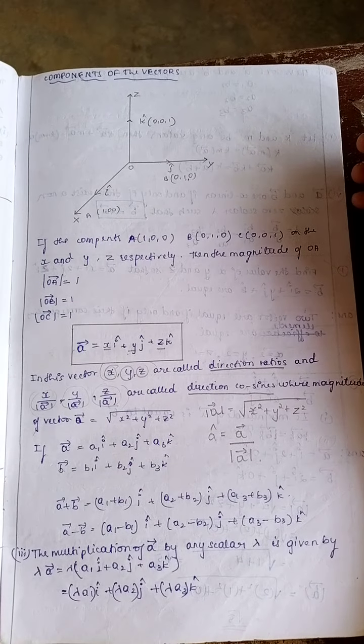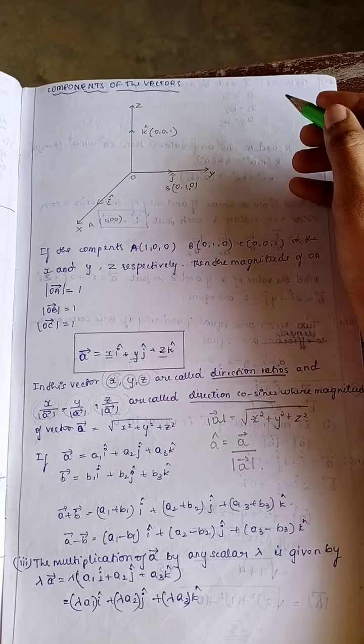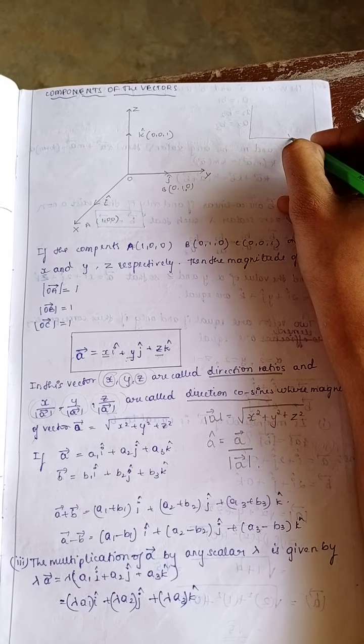Hello dear student, we are discussing the chapter vectors. Let us see component of vector. First let us see the component of vector in the two-dimensional geometry. It is considered two-dimensional geometry.